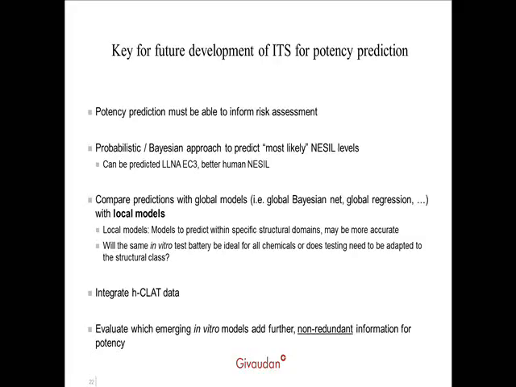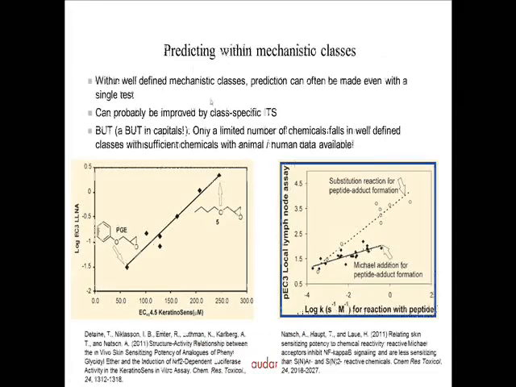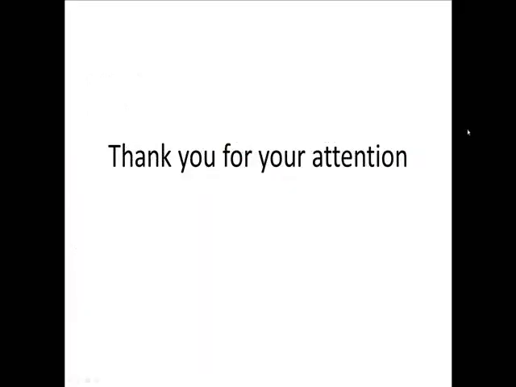And that's the last slide, just to remind how mechanistic classes can help us for prediction. These are just two of our papers where we looked at very specific classes, and often we can have very nice correlation within classes for 3 different classes, one with carotenosense, 2 with peptide reactivity. But we often have only a limited number of chemicals which really fall in these well-defined classes where we have sufficient chemicals where human and animal data are available. Thank you for your attention.